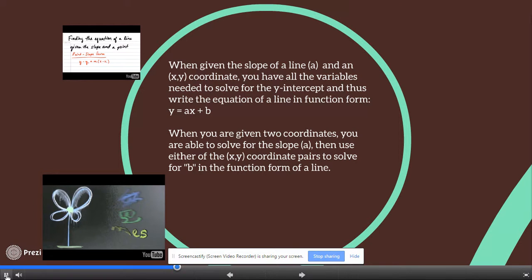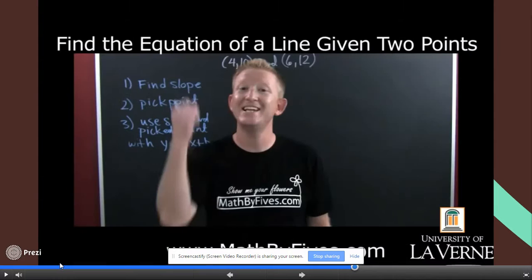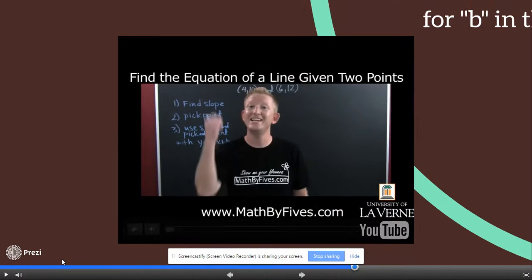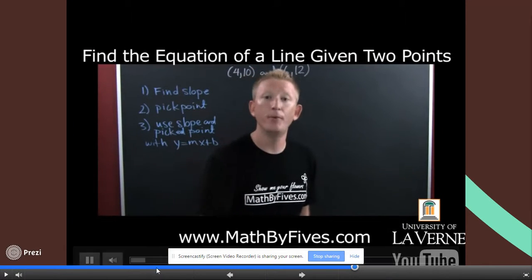Also, when you are given two coordinates, you are able to solve for the slope, a, then use either of the xy coordinate pairs to solve for b in the function form of a line. Again, you will write it as y equals ax plus b, since you will have a and b determined. We have a point and a slope. We use point slope.